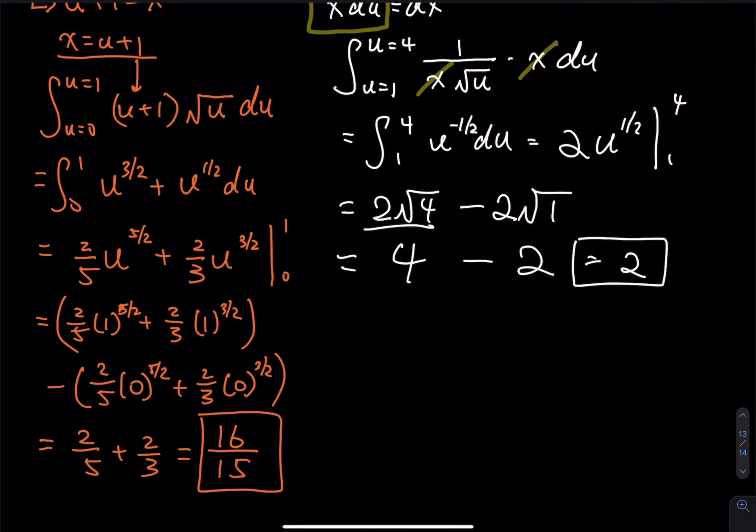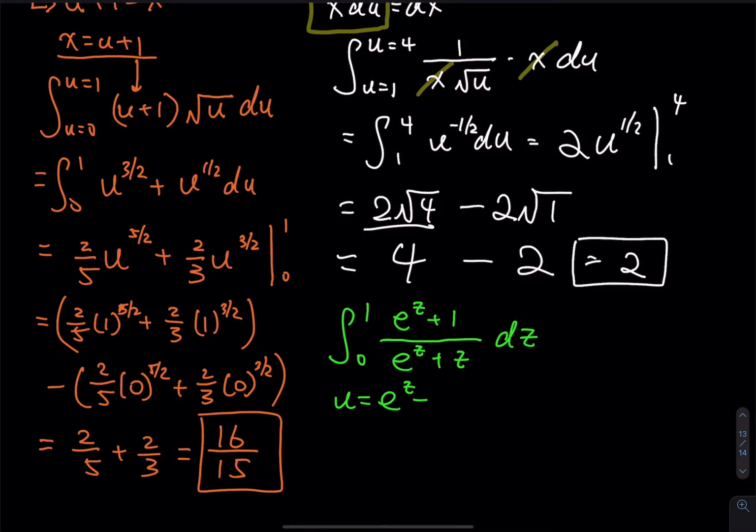So we have the integral from 0 to 1, (e^z + 1) divided by (e^z + z), dz. Should I let the u be the top or the bottom? The answer is you should let u be the bottom, e^z + z, because once you take the derivative of that, you have e^z + 1. That is enough to get rid of the numerator, dz.